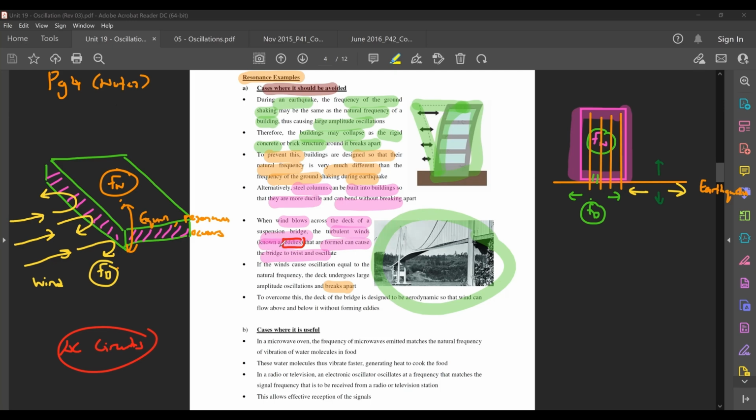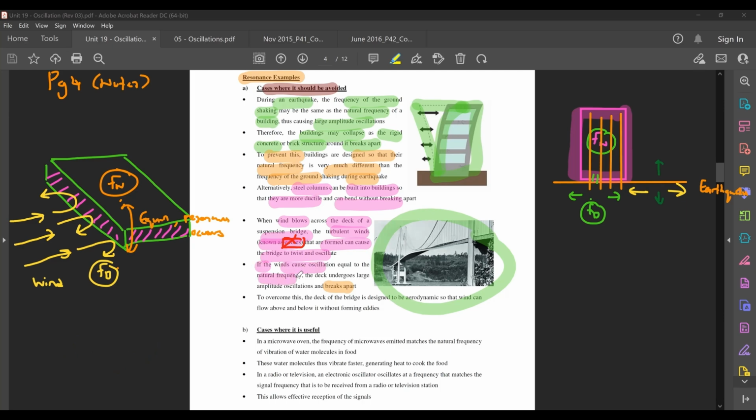Okay, so here I also mentioned something called eddy. It's a different thing. So don't need to bother so much about the term eddies here that I mentioned, because later on in AC circuits, there's some other same term that means something entirely different, which you need to know. So back to what I was talking about, the winds cause oscillation equal to the natural frequency.